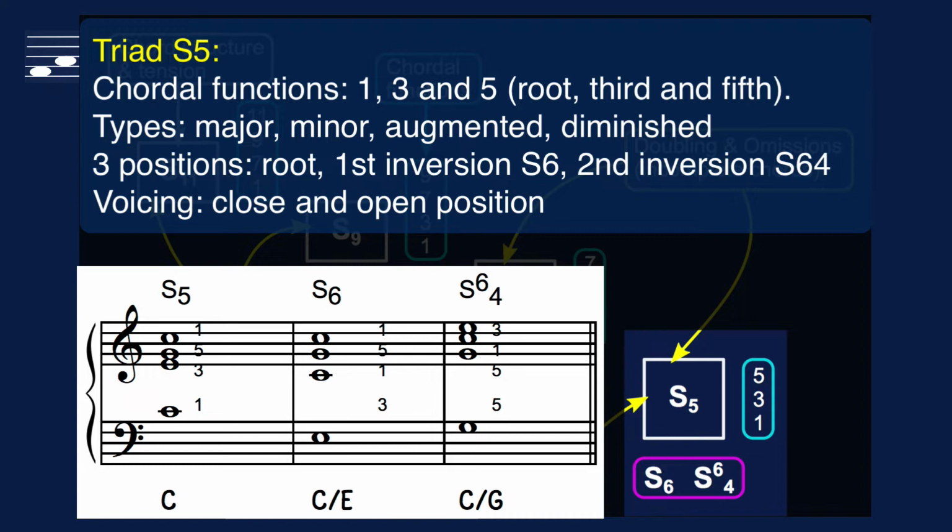Let's demonstrate these aspects in staff notation and audio. We start with the triad S5. We write 4-part chords, so for S5 we must double one chordal function. Let's listen to the C major triad in root and inverted position. There are 4 triad types: major, minor, augmented and diminished.